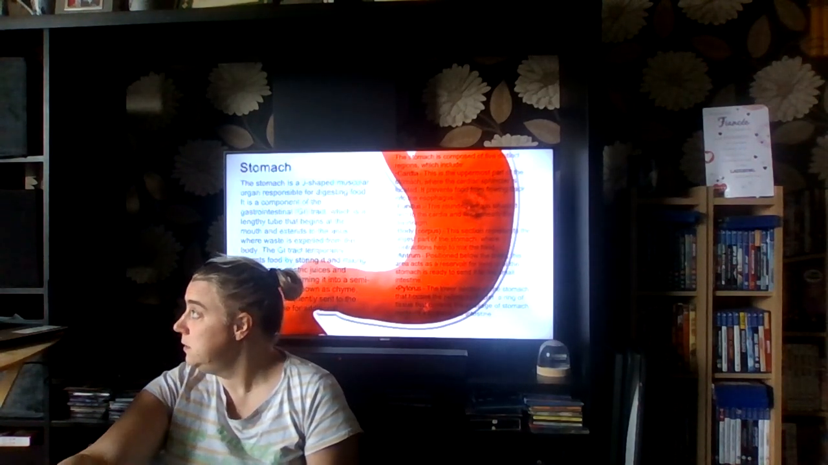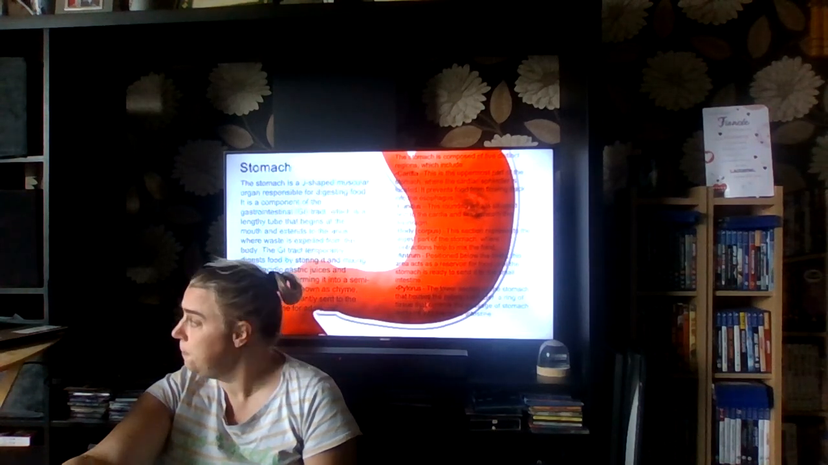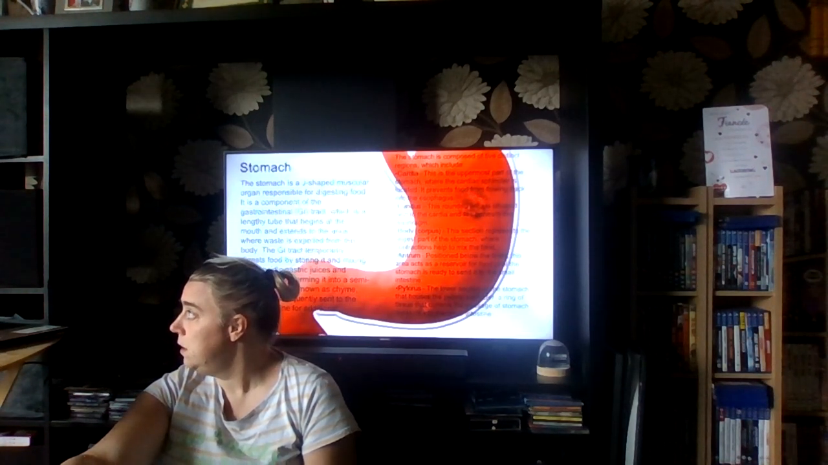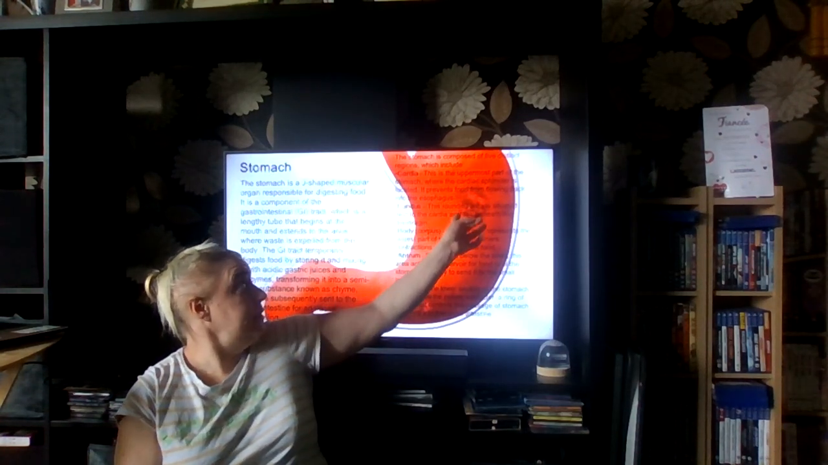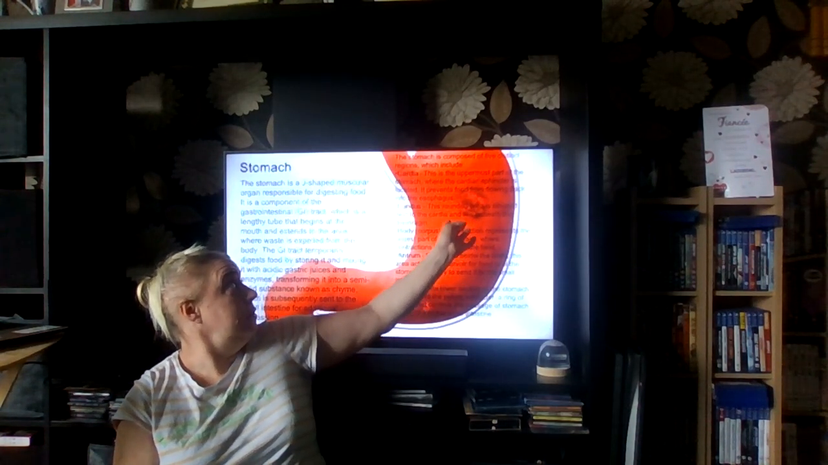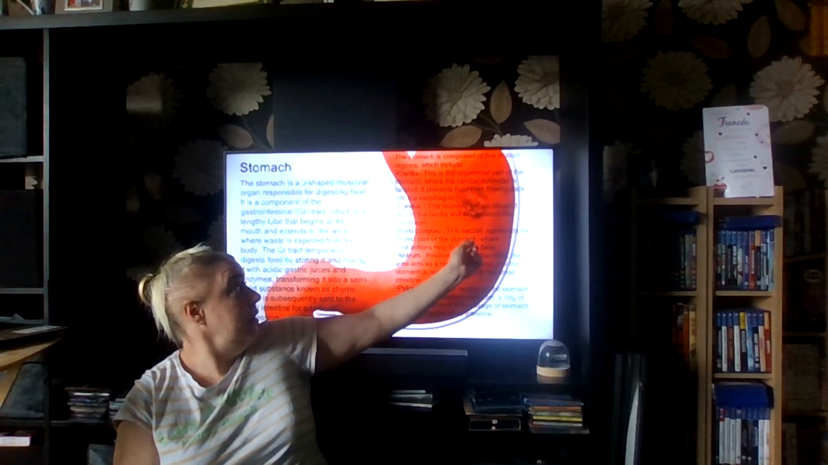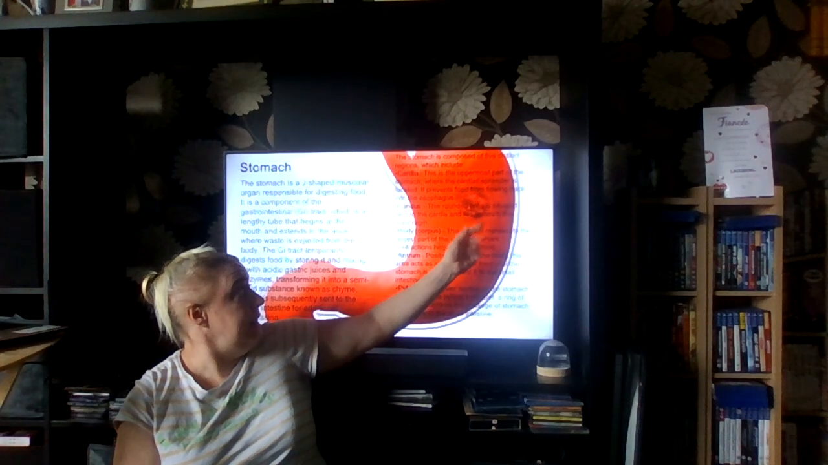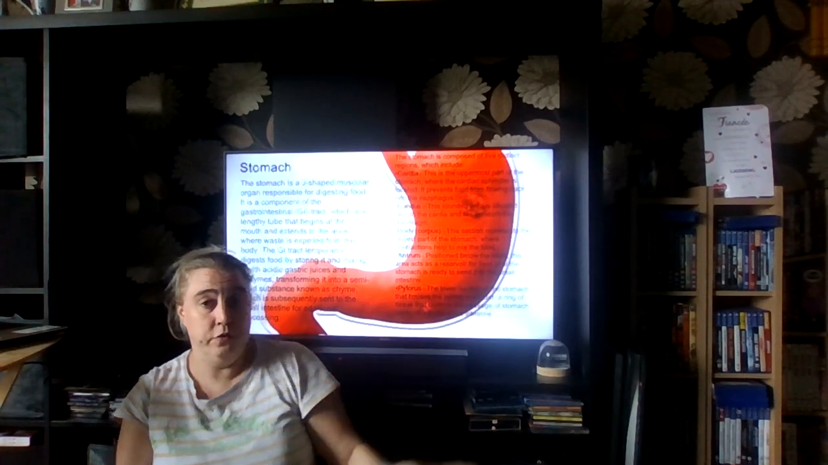The stomach consists of five regions: cardia, fundus, body, antrum and pylorus, and it tells you on here, as you can see, what each one does. So cardia is the uppermost part of the stomach. Fundus is the rounded area. Body represents the large part of the stomach, and so forth.